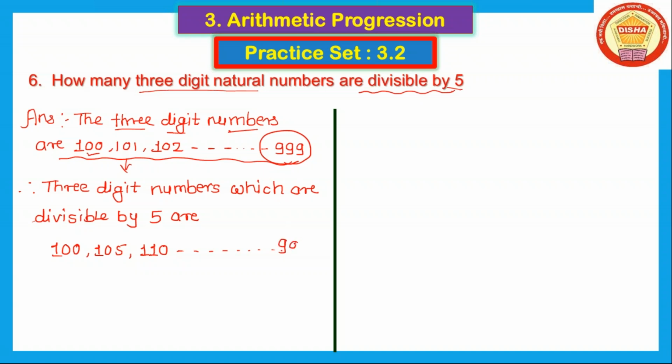Then which is the last number? Means 995 is the last 3-digit number which is divisible by 5.